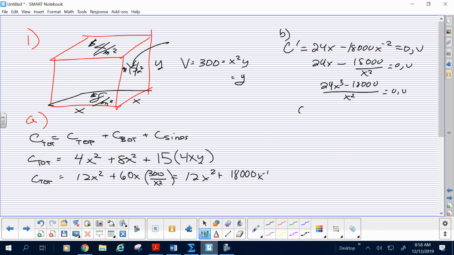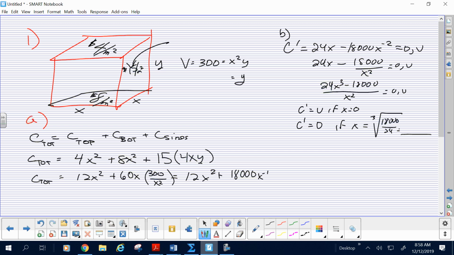All right, so C prime is undefined if x equals 0, but obviously that cannot be. Volume could not be 300 if x is 0. So that's not possible. It's a domain issue. C prime is 0 if x is the cube root of 18,000 over 24. Does that come out clean or is it ugly? It's ugly. Do you have the decimal in front of you? Let's just call it that, okay? I'll just call it x for the best x. You with me? Okay, so now we have the x.